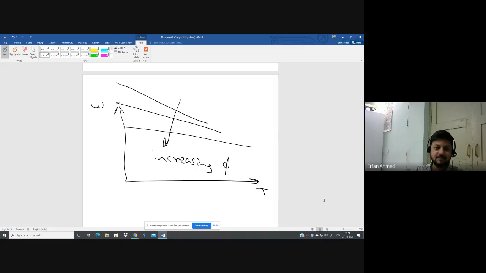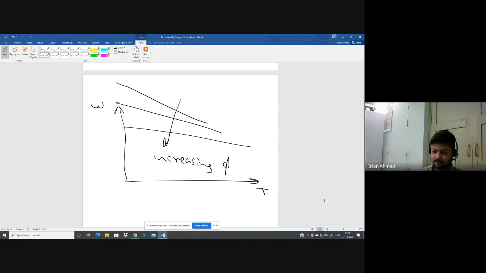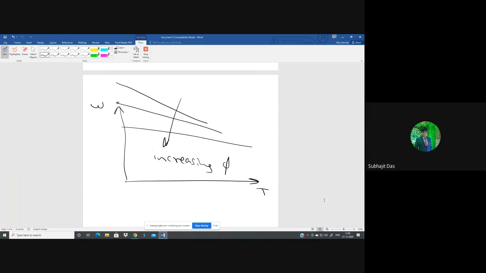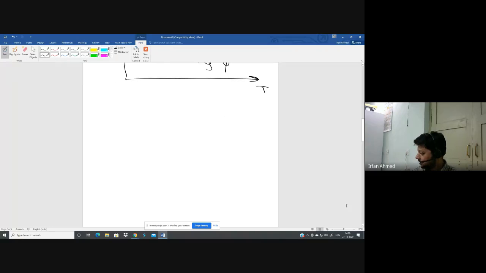What is the disadvantage or limitation of this method? You cannot go below the rated speed. You cannot decrease speed below the rated speed.